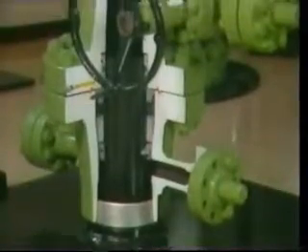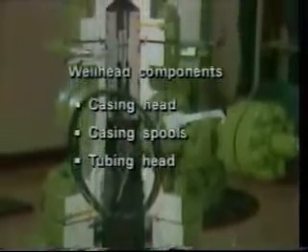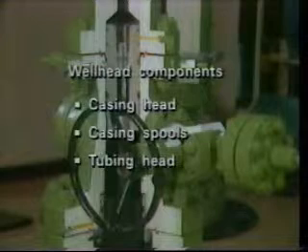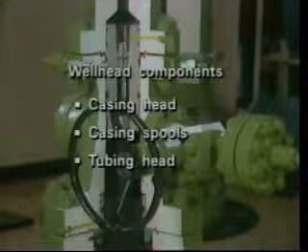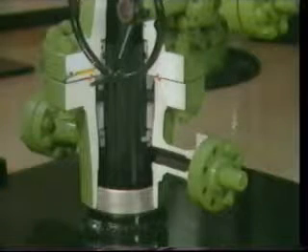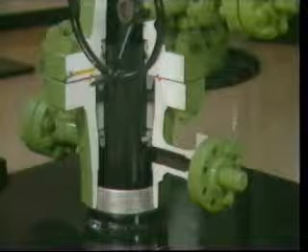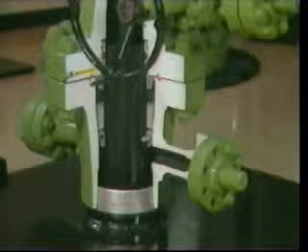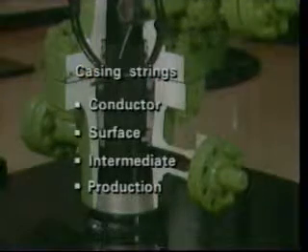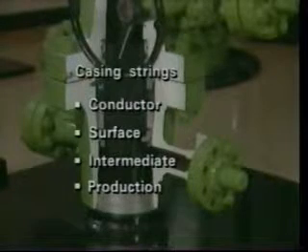The major components of a typical wellhead are the casing head, casing spools, and the tubing head. The first casing string run is supported by the casing head, and subsequent casing strings are supported by casing spools. The number of casing spools depends upon the casing requirements of the well. The number of casing strings required for a given well will vary. Typically, they are classified as conductor, surface, intermediate, and production casing.